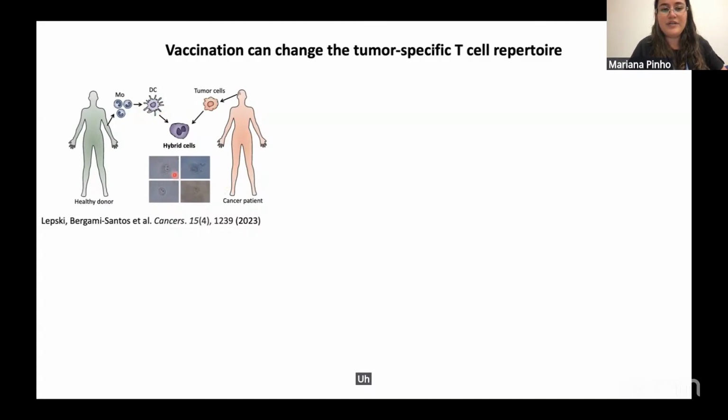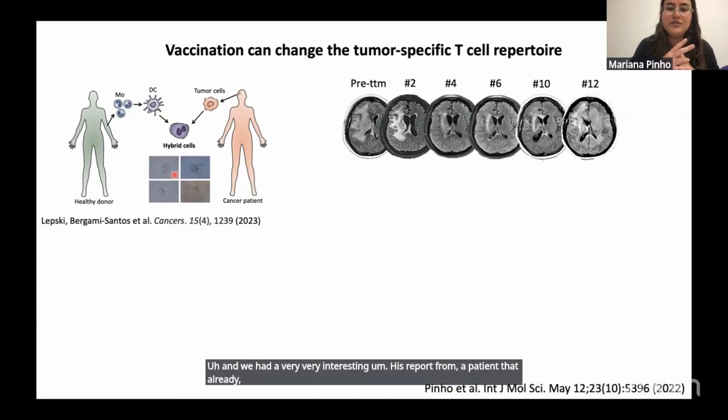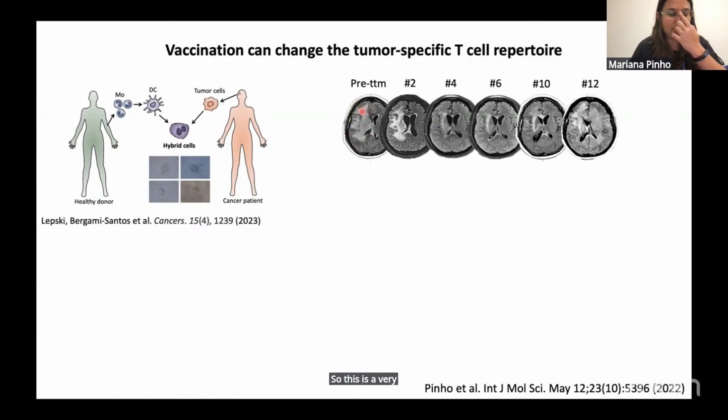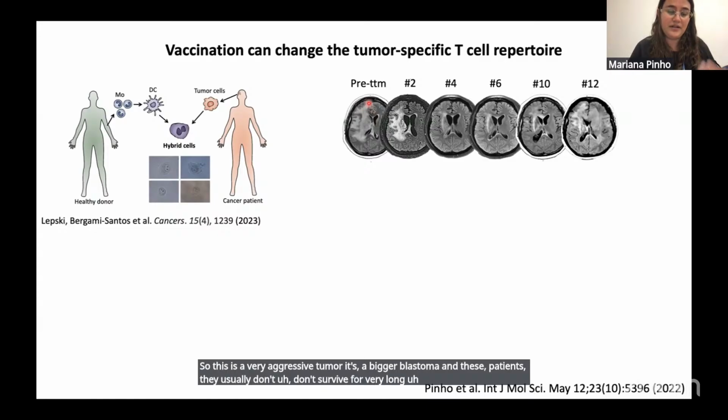And we had a very, very interesting case report from a patient that already had 2 surgeries. Actually, this was the 3rd surgery that the patient was having to remove a brain tumor. So this is a very aggressive tumor. It's a glioblastoma, and these patients usually don't survive for very long, especially if it's already the 3rd time that their tumor is being removed.